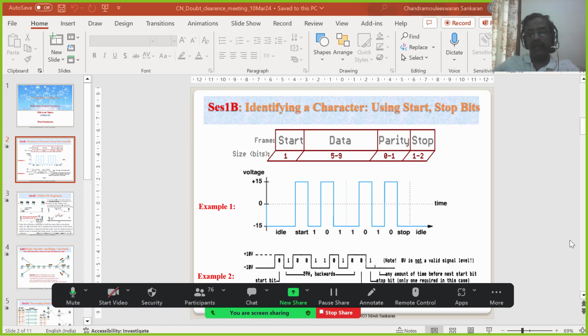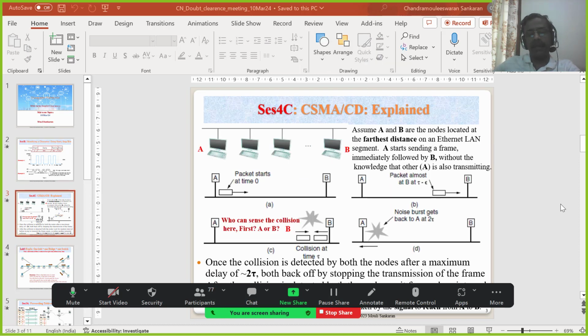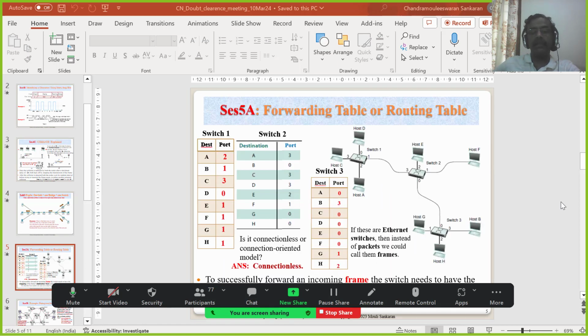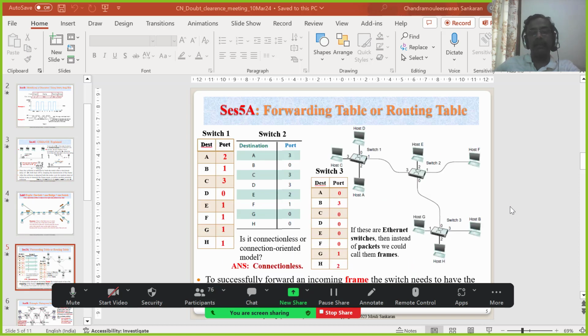All the material is there, so you can write about it. And then let me tell you what CSMA and CD are. I will explain. Then this is very important: you have to have clarity on the functionality of hubs, what the bridge does, and what the switch does. So I thought I will take the lab 5 exercise and explain what exactly they do. That is very important.